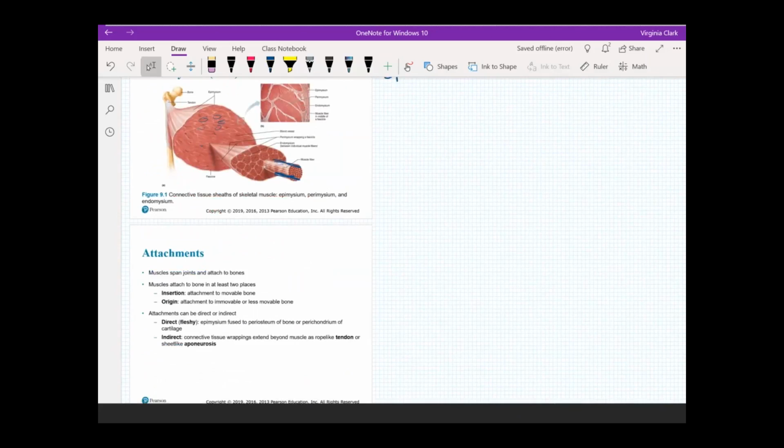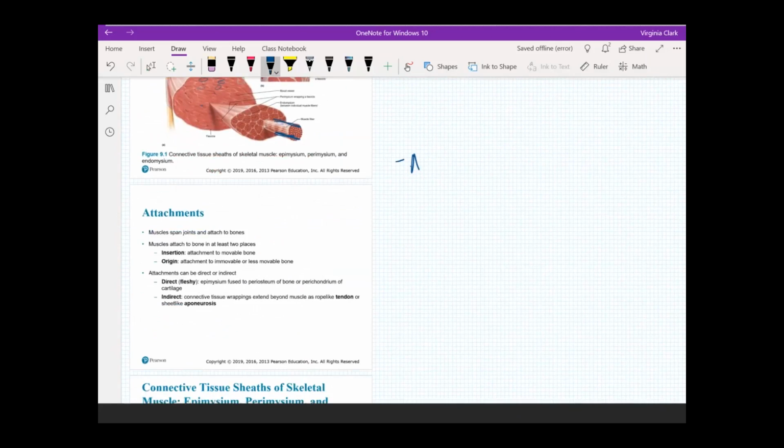Next, we're going to actually use those connections, and we have to figure out how to attach the muscle to bone. So the way we're going to attach this muscle to bone is going to be actually pretty cool. So muscles will span joints and attach to bones. So they will always attach in at least two places. We briefly talked about this in the chapter before with joints. Insertion is the movable bone. Origin is the immovable or the immobile bone.